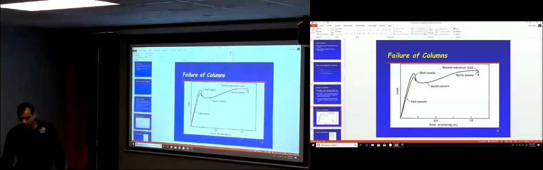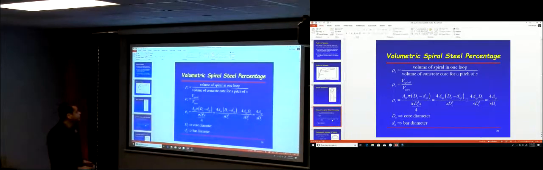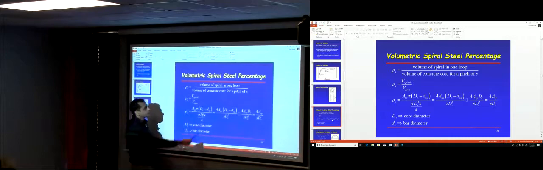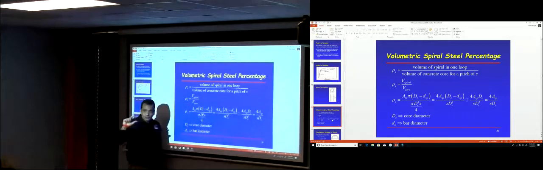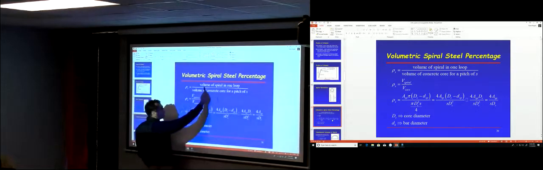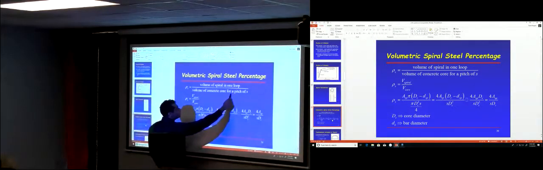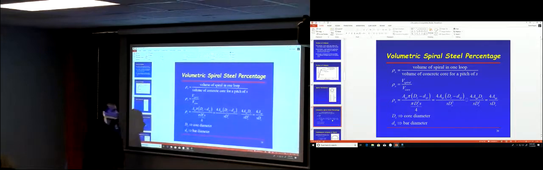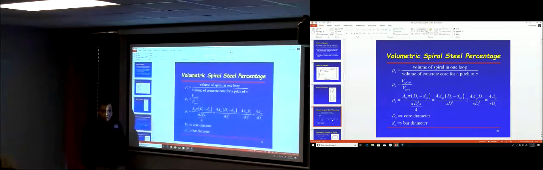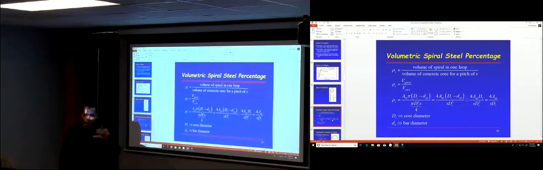So I'm just going to skip those and then I'm going to come here. Rho for the stirrups is the volume of spiral in one loop, so it's a volumetric ratio, not an area ratio, divided by the volume of concrete core for a pitch of S. So it's V of the spiral divided by V of the core. How much is the volume of stirrups in one loop? The area times the length, right?